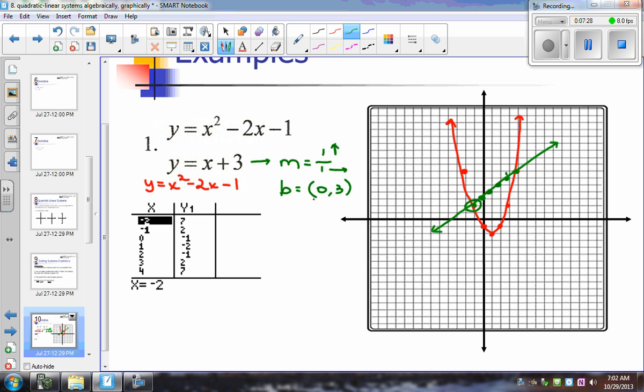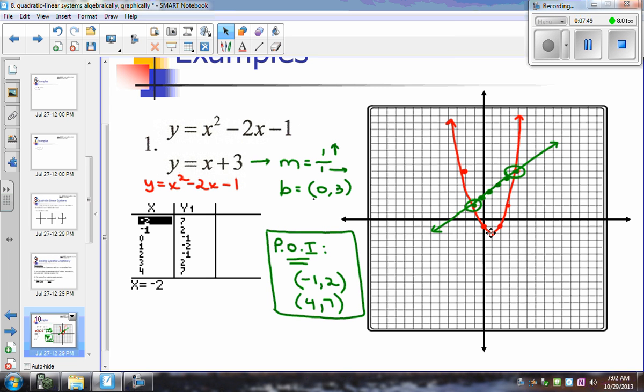So here are the 2 points. We're going to clearly state their values. So notice my point of intersection statement. We get a point of intersection at -1, 2, and the other at 4, 7. And we have solved that system graphically.